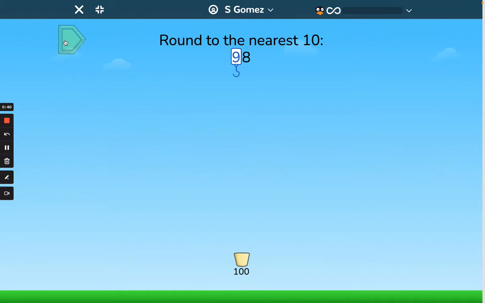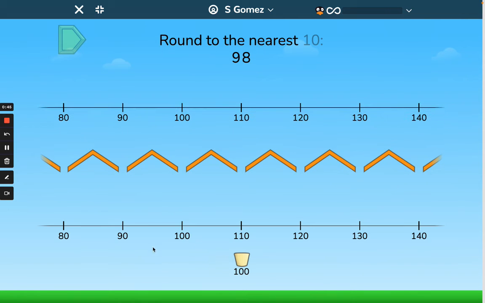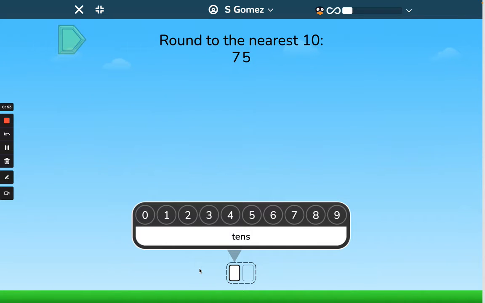So same thing as before, except now, instead of dragging the little thing along the number line, it's going to do it for you after you've typed in where it should round down or up to. So we'll do another example here. We have rounding to the nearest 10 with 75.